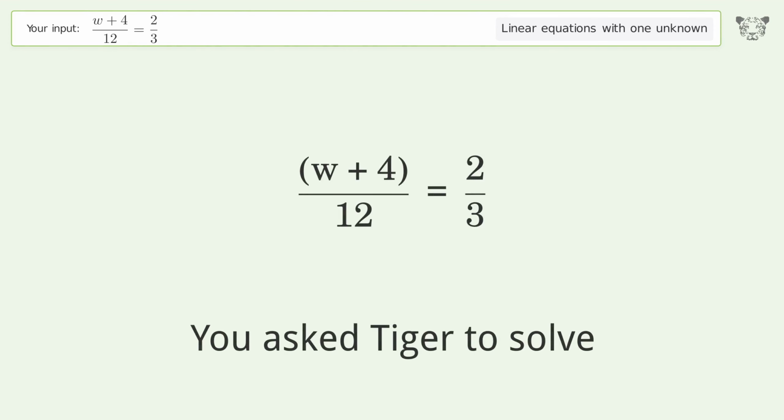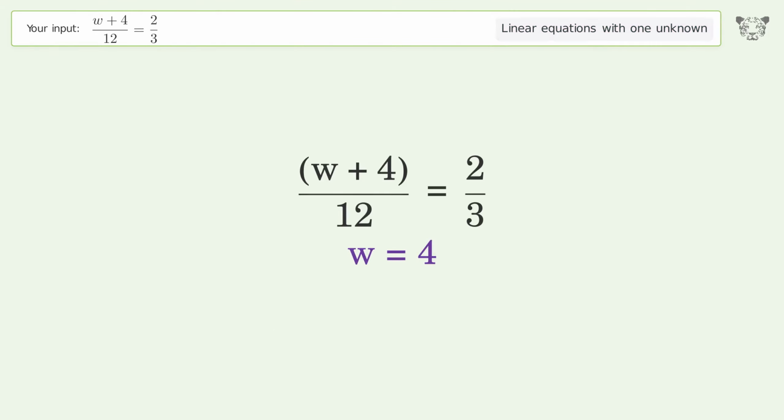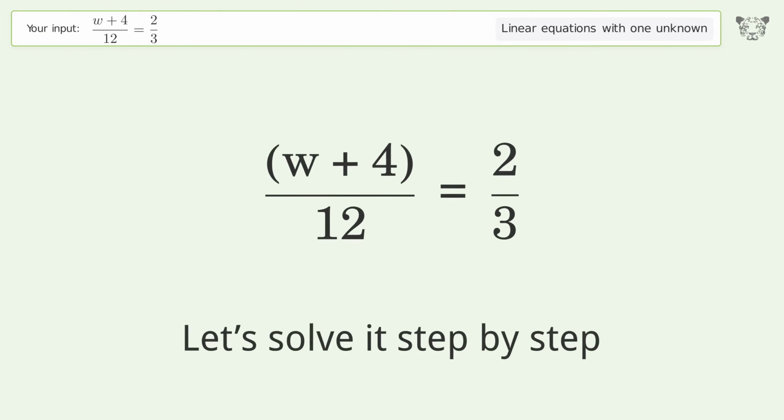You ask Tiger to solve. This deals with linear equations with one unknown. The final result is w=4. Let's solve it step by step.